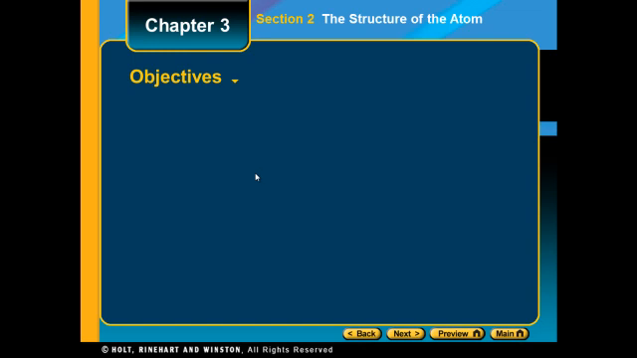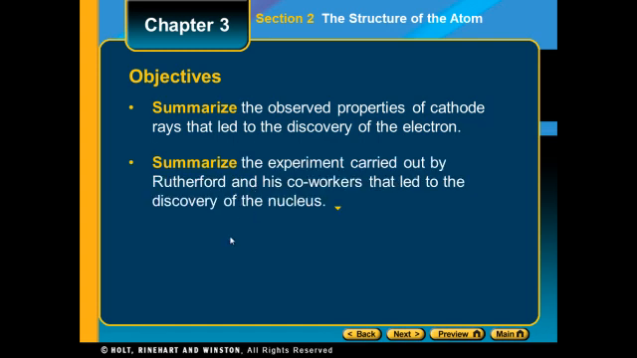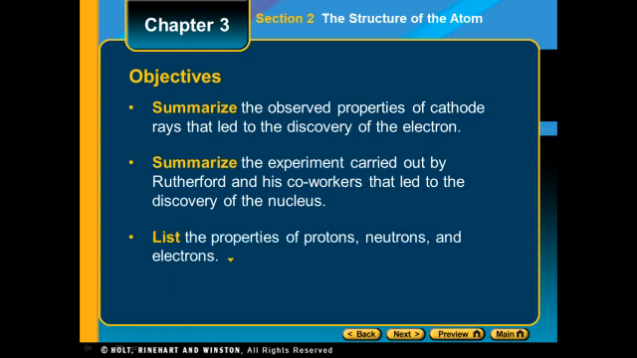Let's start. We'll start by section 2, the structure of the atom. In this lesson we have to know the observed properties of the cathode rays that lead to the discovery of the electron, and summarize the experiment carried out by Rutherford and his co-workers that lead to the discovery of the nucleus. List the properties of protons, neutrons and electrons, and define atom.